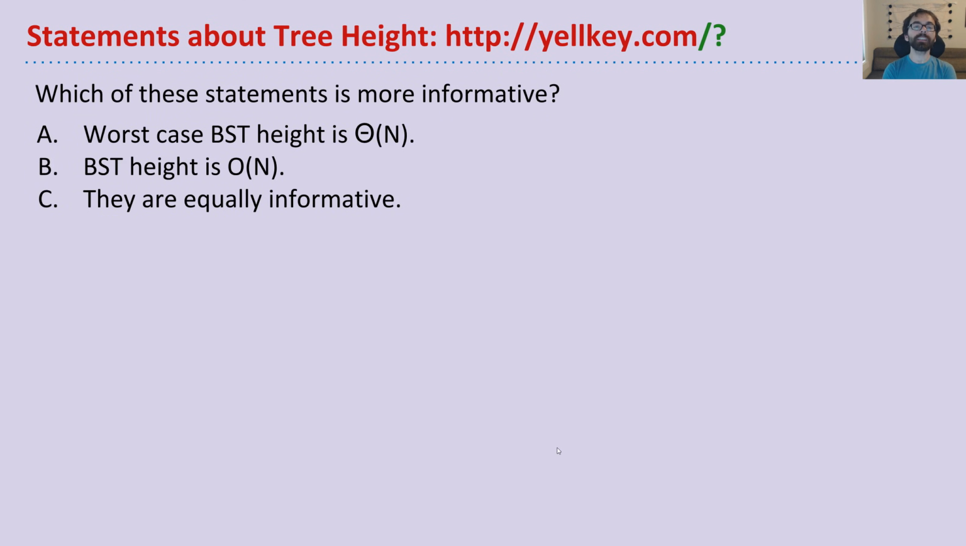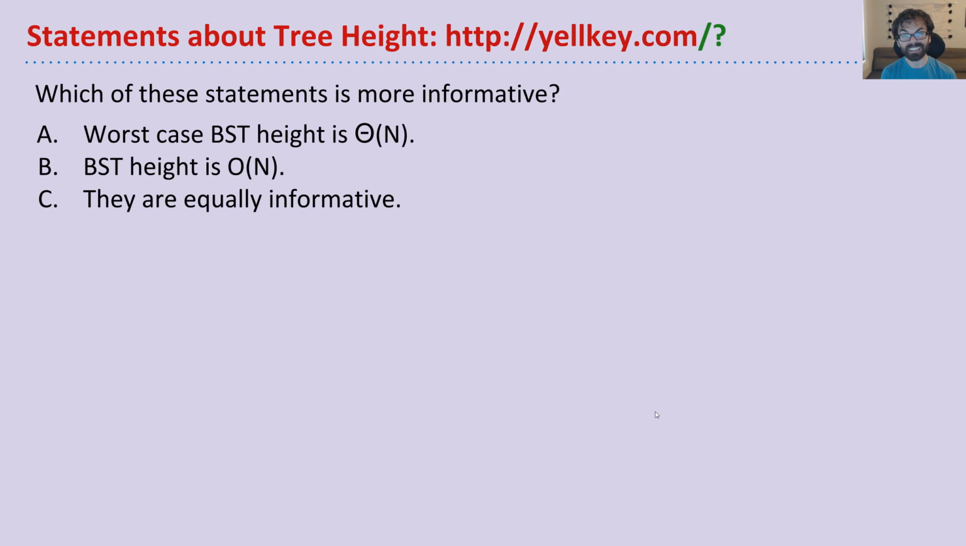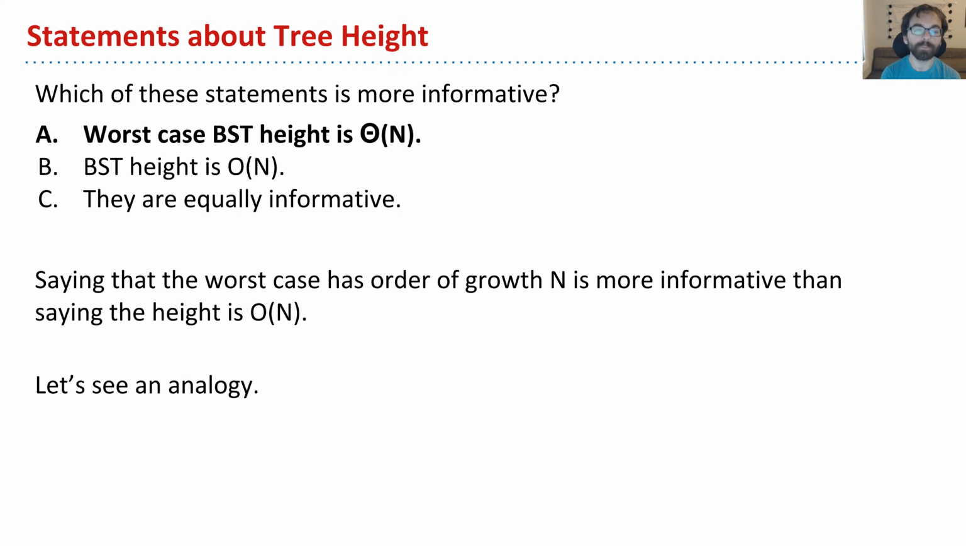Next, which of these statements is more informative? I'm giving you 2 choices. We basically ruled out big O of n squared; you can say that, but it's not necessarily a useful thing to say. So how about these other 2 choices? Since they're both true, which one do you think is more informative about binary search trees? Okay, in this case, the correct answer is the top. It is more informative to say that the order of growth in the worst case is theta n than to say that the height is always less than or equal to n.